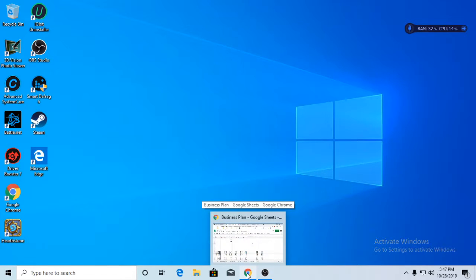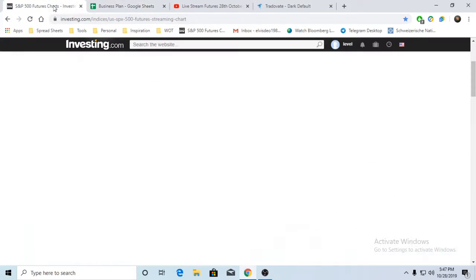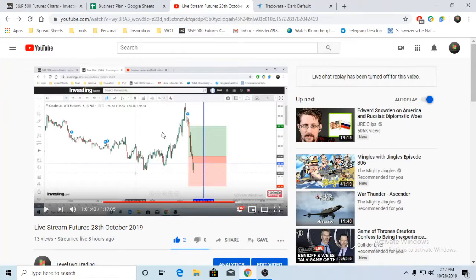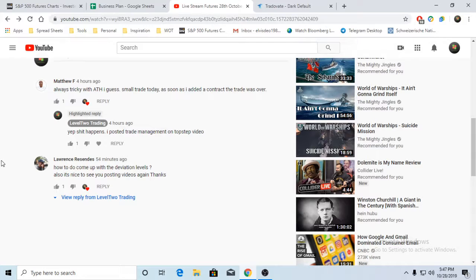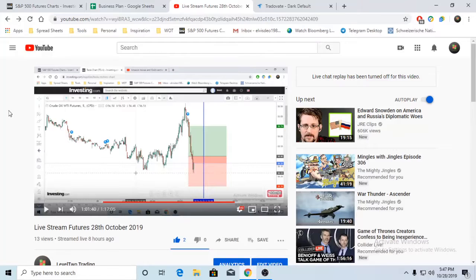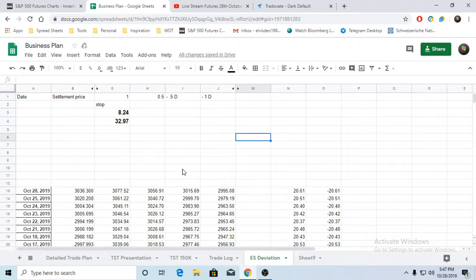Alright, so let's get into this. Firstly, we'll do the review question that came up a little while ago: how you come up with the deviation levels. So the basic answer is this is a Google Excel sheet.